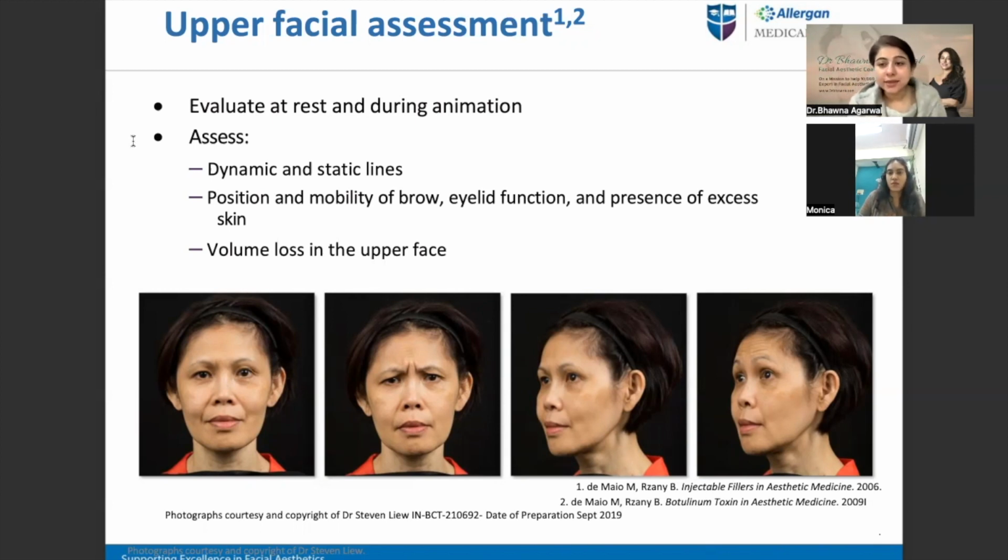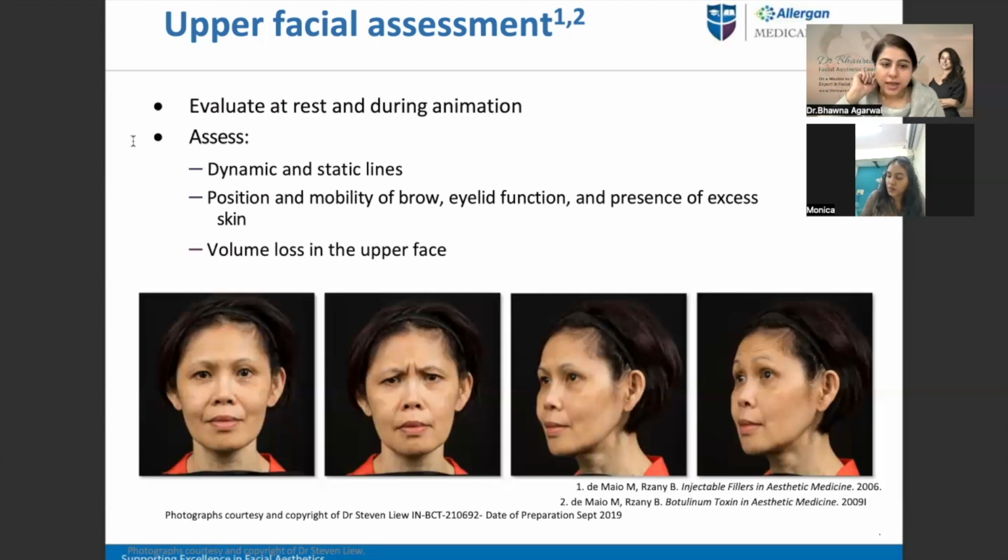Then another thing at rest that you will observe is the position and mobility of the brow, the eyelid function, and presence of excess skin, the upper eyelid hooding. Upper eyelid hooding is very common in individuals above 40-45 years of age. So if that is there, that is not something you can improve with Botox. You can just slightly improve it, but not get rid of it.